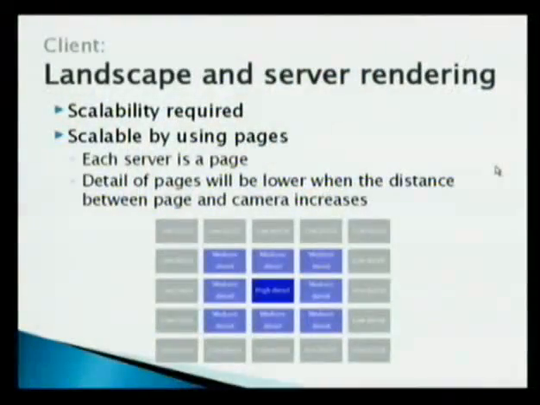To render all these servers and the landscape, we need a scalable landscape rendering engine. We do this by giving every server a page. Every server has a terrain, and if you connect to 25 servers at once and render all the terrain, it's going to be very slow. So to still make it work, we decrease the detail of distant servers, and servers that are closer have a higher detail.